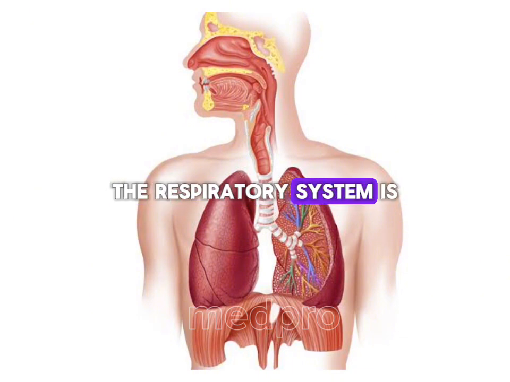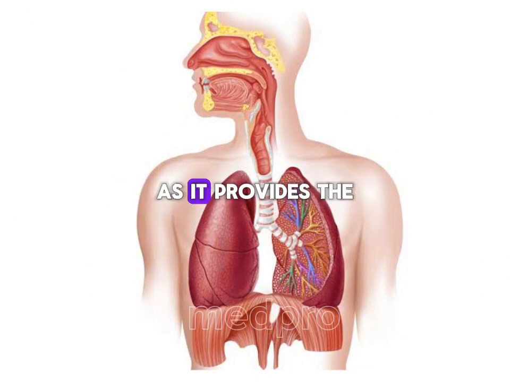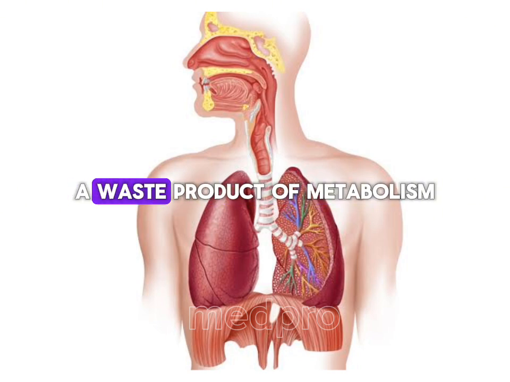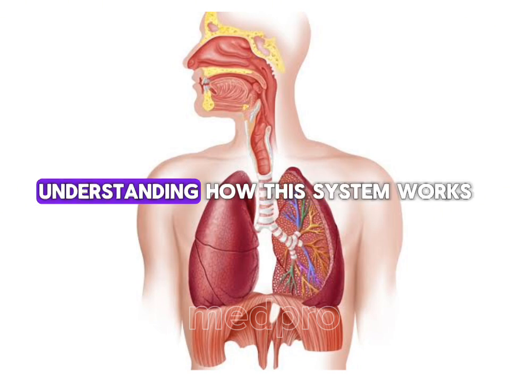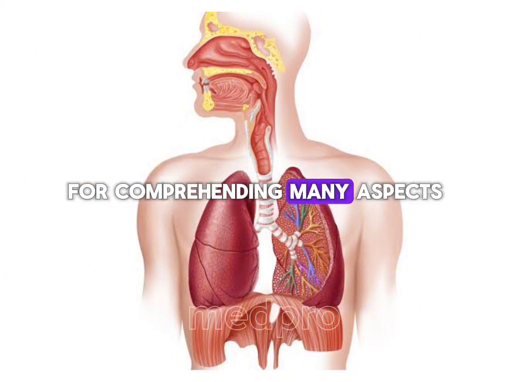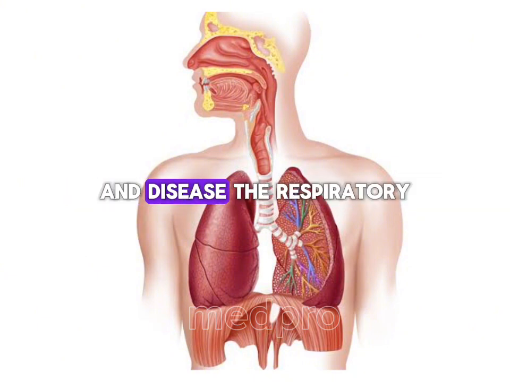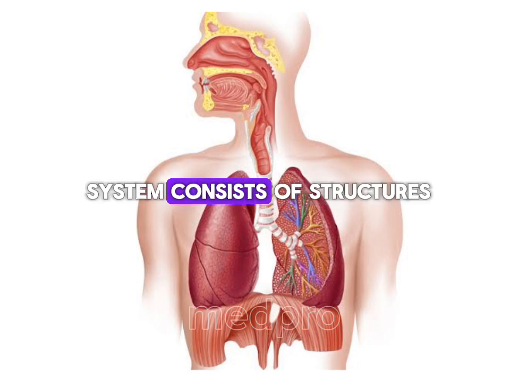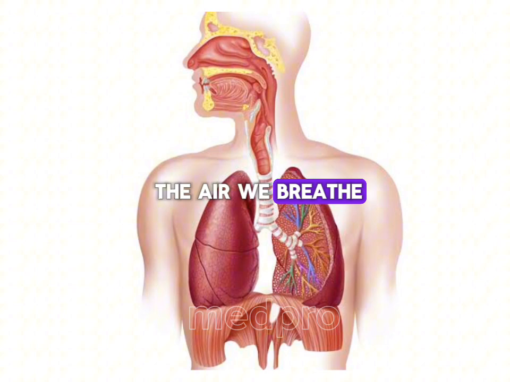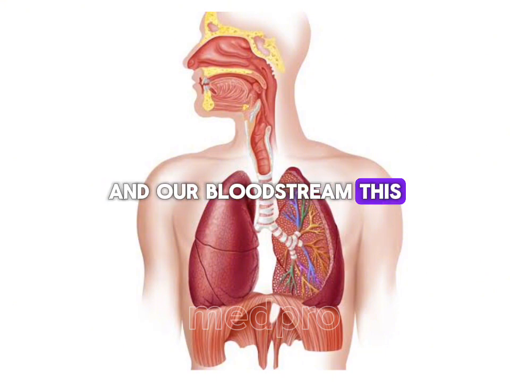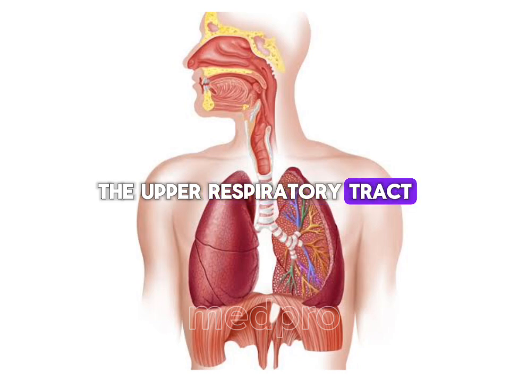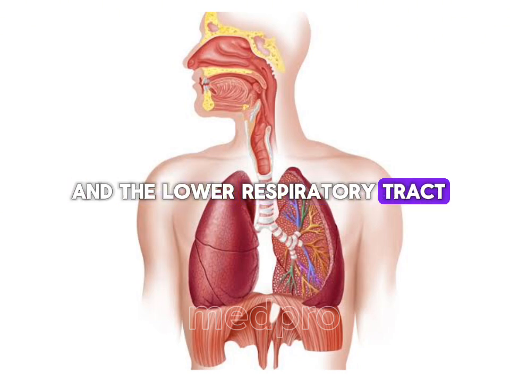The respiratory system is vital for sustaining life, as it provides the body with oxygen and removes carbon dioxide, a waste product of metabolism. Understanding how this system works will give you a solid foundation for comprehending many aspects of human health and disease. The respiratory system consists of structures that allow for the exchange of gases between the air we breathe and our bloodstream. This system is divided into two main parts, the upper respiratory tract and the lower respiratory tract.